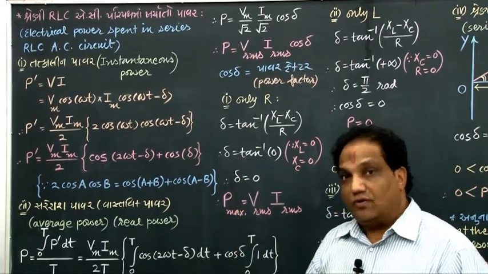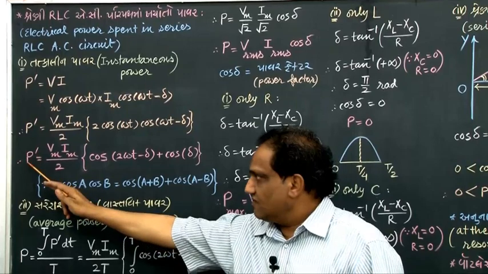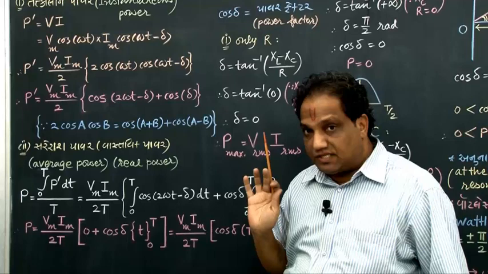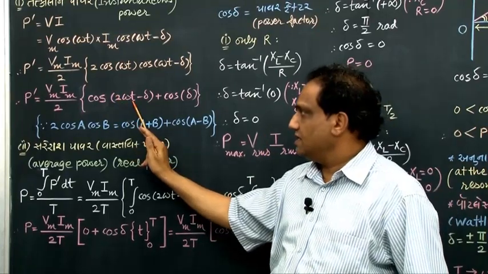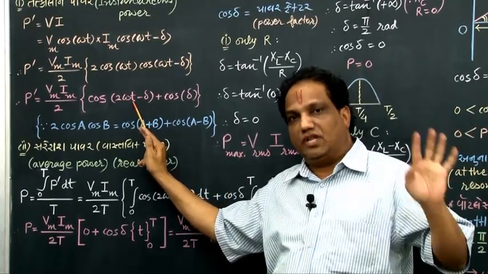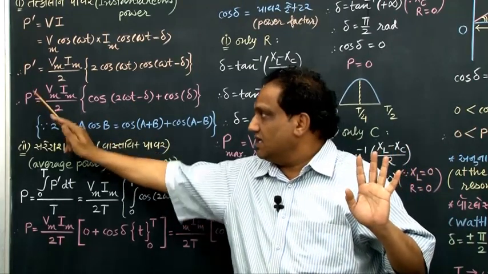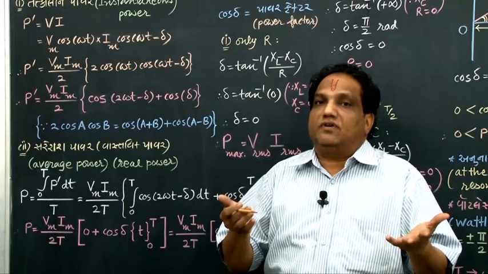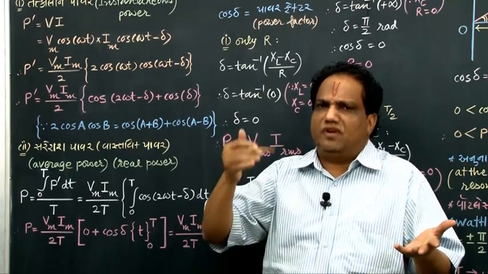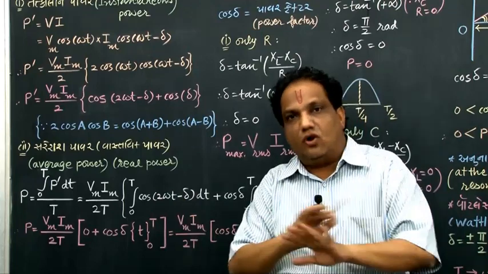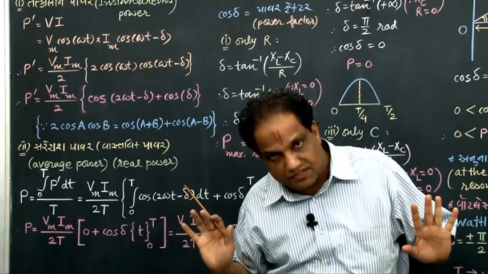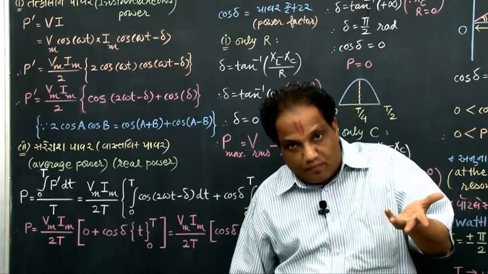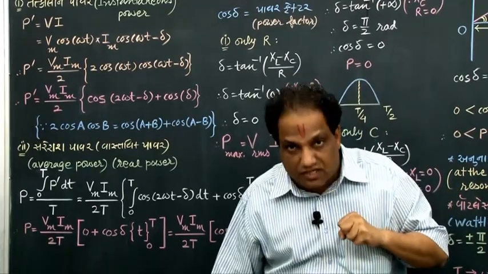Fine. Now tell me, in this formula of instantaneous power, all the values are constants except time. But when time changes continuously, this instantaneous power will also change continuously. Now that power which goes on changing every instant cannot be measured in practice. That is why we require to define that sort of power which we can measure.